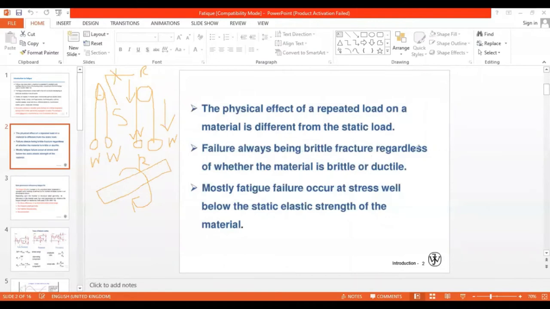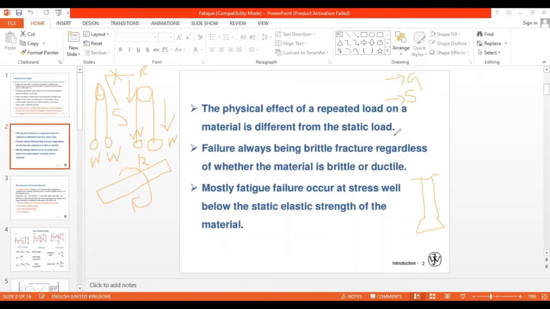In fatigue failure, the failure will always be brittle. That would be a kind of break, regardless of whether the material is brittle or ductile. Brittle material readily breaks into pieces, an example is glass. Ductile material, when they fail, will change shape. These metals, while you are hitting them, will elongate or increase in area. So they are ductile. Glass structures are brittle.